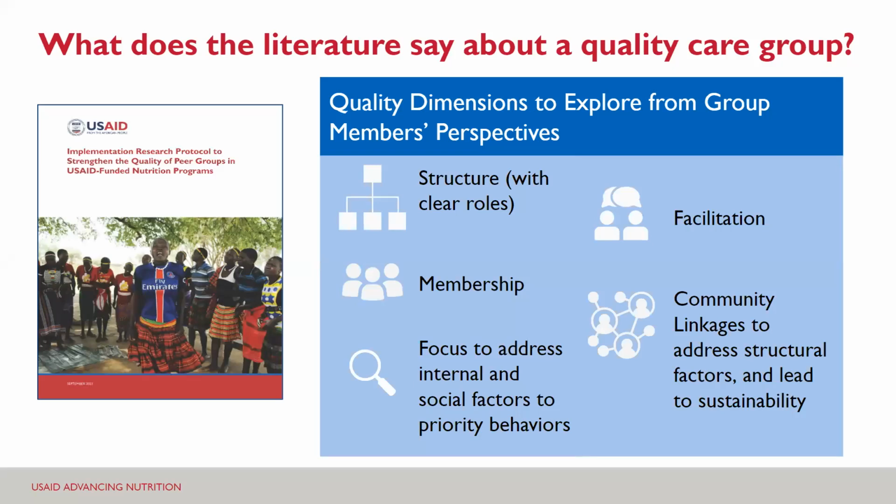And then throughout the research process, the research team thought of quality in terms of 5 domains that surfaced in a formative exercise. And you can see those 5 domains here on the slide. They are structure, membership, facilitation, focus for behavior change, and community linkages, or linkages to address structural factors and lead to sustainability. And these domains complemented the care group participants' definition of quality and helped us outline focused design questions, which we'll talk about a little bit later in this presentation.